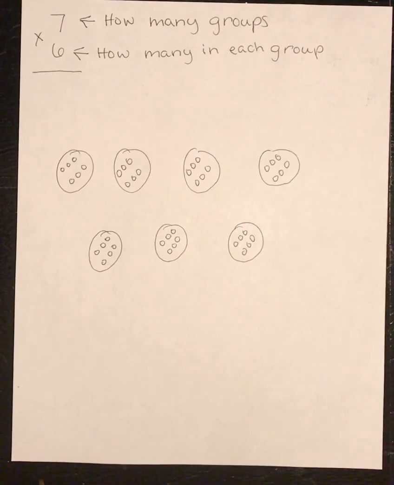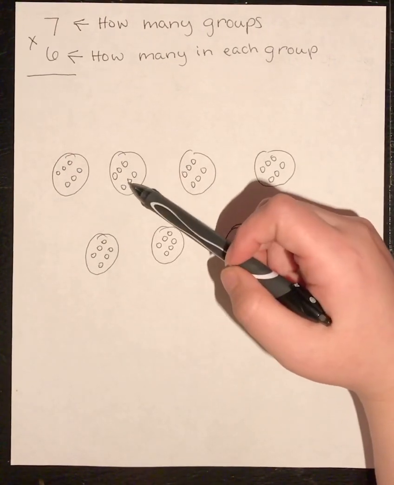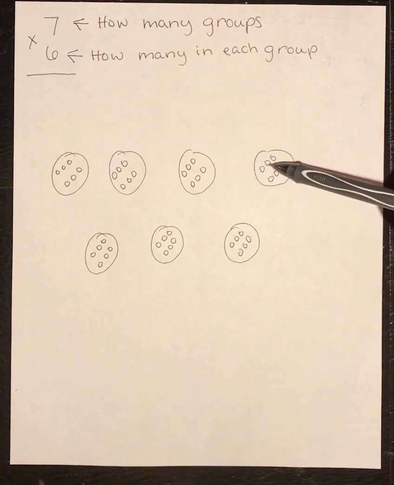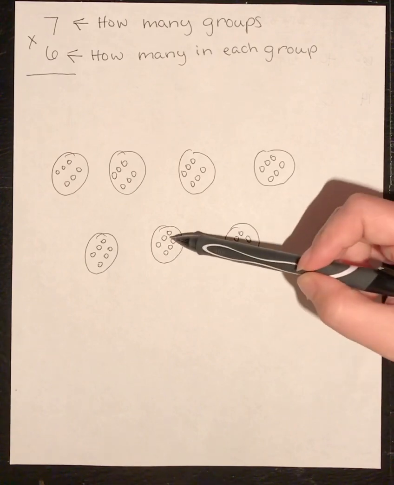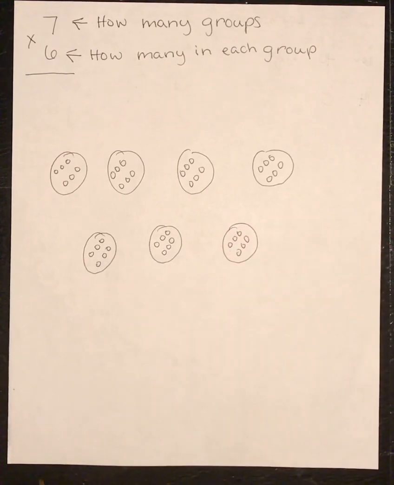All right, so then once you've got 6 in all of your groups, you're going to count. We'll just double check, make sure we've got 6 in each. 1, 2, 3, 4, 5, 6, and the same for each of the groups. And then we've got all of them with 6 in them.